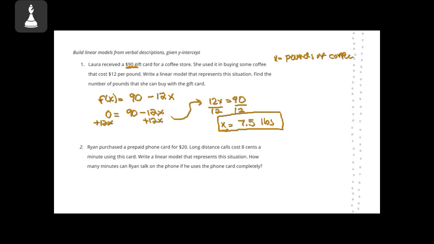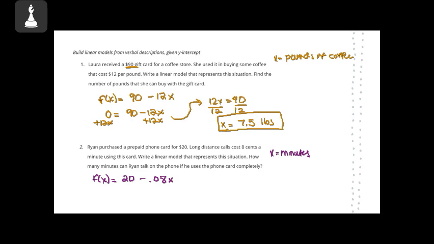So we start with $20 on the card. Every minute that I talk, I'm going to lose 8 cents. So I'm going to need to subtract 8 cents. So 0.08 is 8 cents, times x, and x is going to represent minutes. So there's our function. Start with $20, we subtract 8 cents per minute.